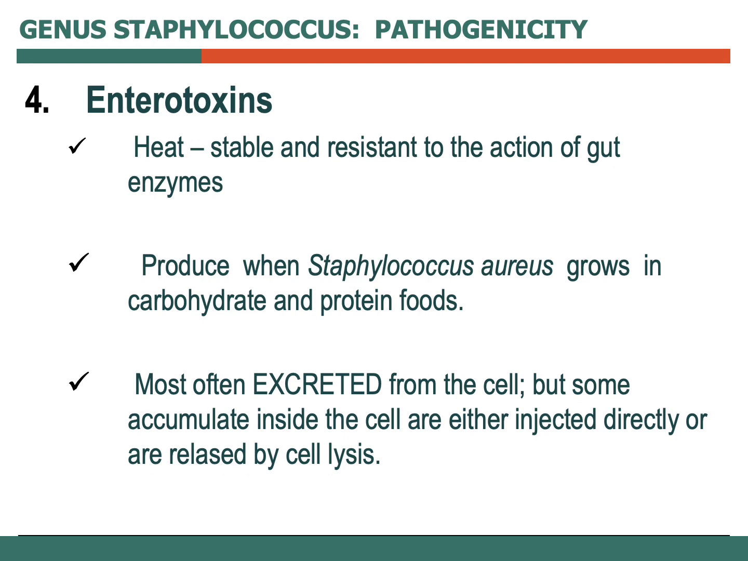You also have enterotoxin. Your enterotoxins are heat stable, resistant to the action of the gut enzymes. These are produced when Staphylococcus aureus grows in carbohydrates and proteins in foods. So these are mostly excreted from the cell, but some accumulate inside the cell or are released by cell lysis. So your enterotoxin is mainly responsible for food poisoning caused by staph. Okay? So your staph produces this toxin causing food poisoning, or gastroenteritis.